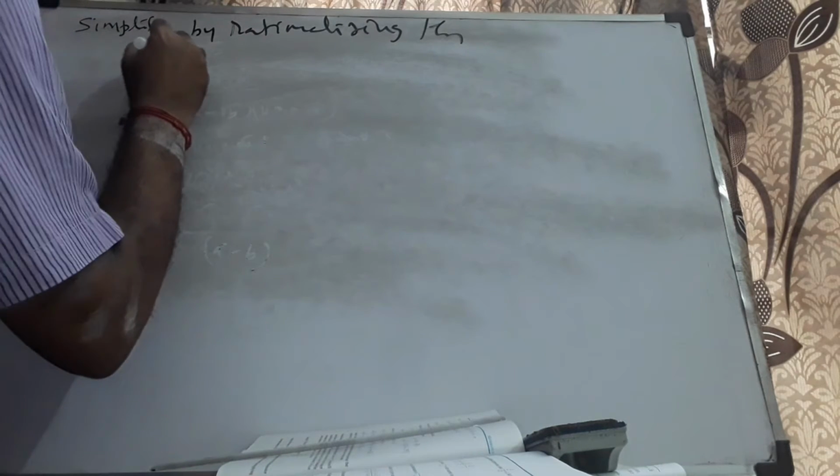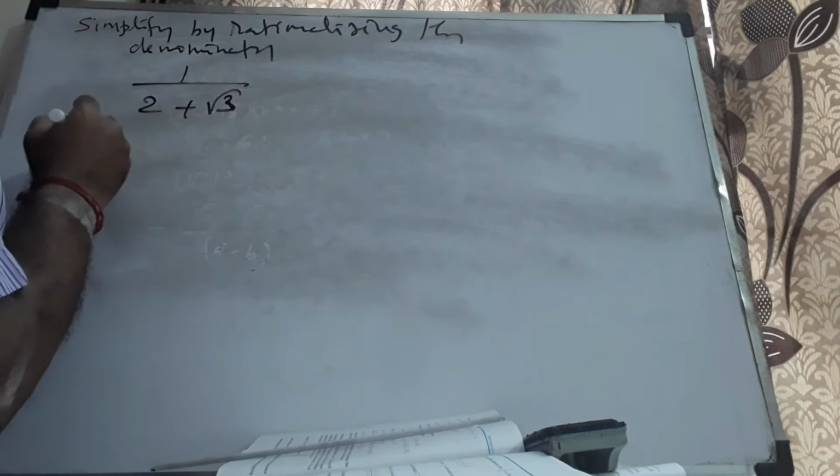And for such problems we'll discuss. This is a general possibility which I gave you. If I am given 1 by root a plus root b, multiply and divide by root a minus root b. If I am given 1 by root a minus root b, multiply by root a plus root b. That is the application. Simplify by rationalizing the denominator.